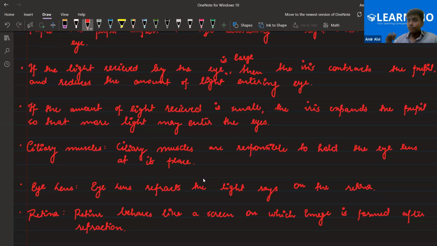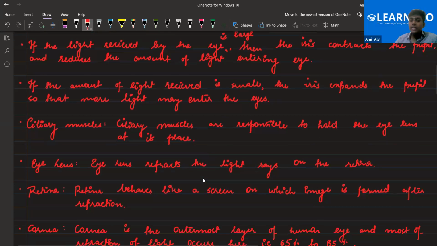And our eye lens is placed at a fixed point, so the ciliary muscles are responsible for that position. It basically holds the eye lens. Am I clear to all of you? Okay, next is the eye lens.